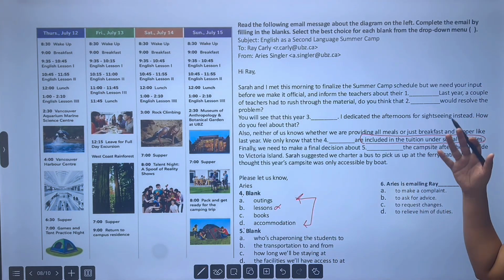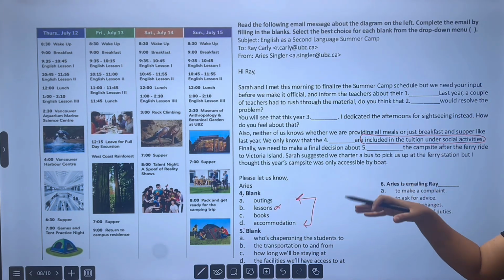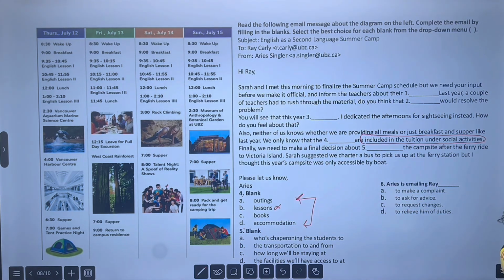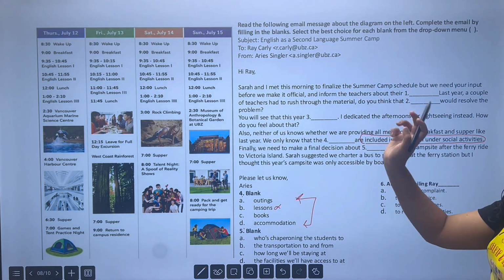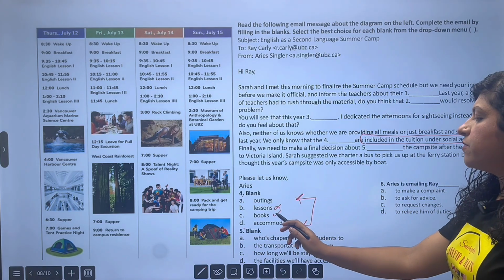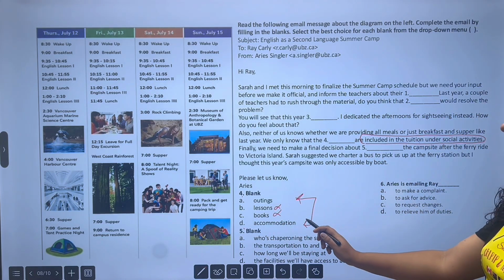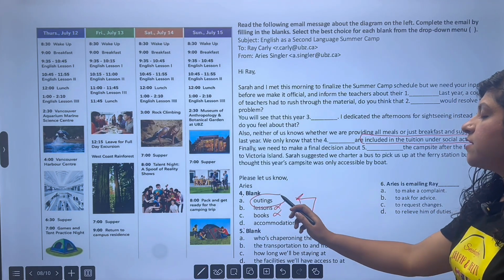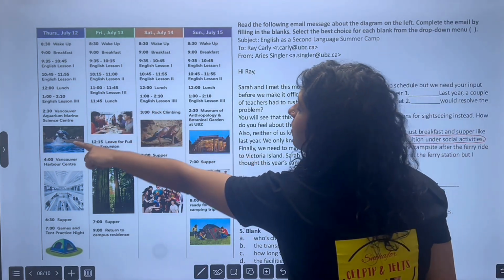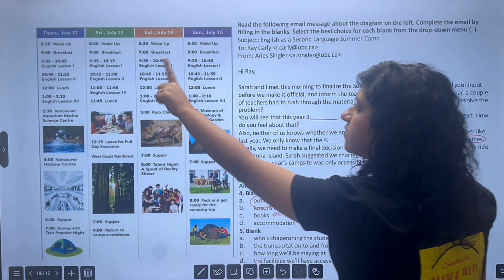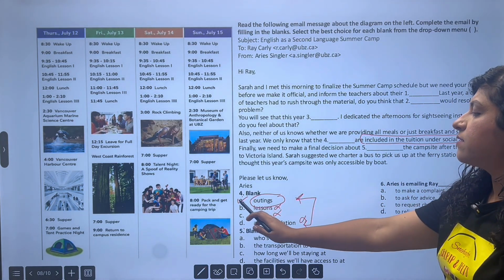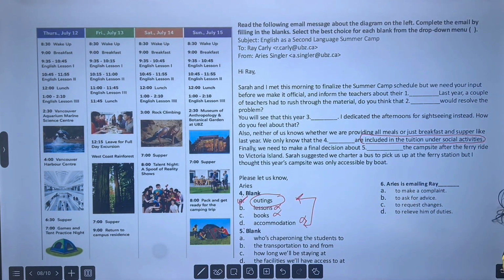Doesn't make any sense. If I say included in the tuition, tuition means we're talking about the academic part, that is lessons. The schedule does not talk about anything related to books, or accommodation, but definitely it includes outings. As you can see, all these outings are part of the schedule, part of the tuition. So outings would be the correct answer for this one.